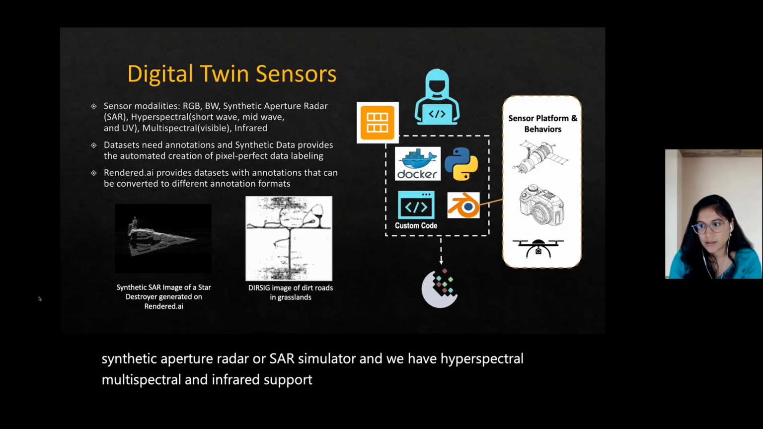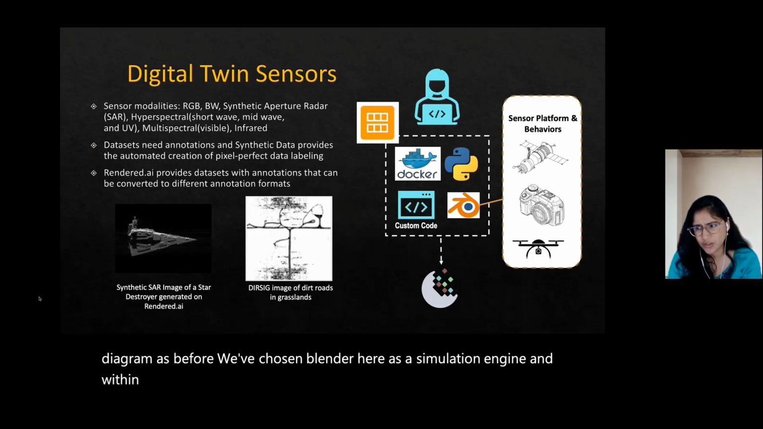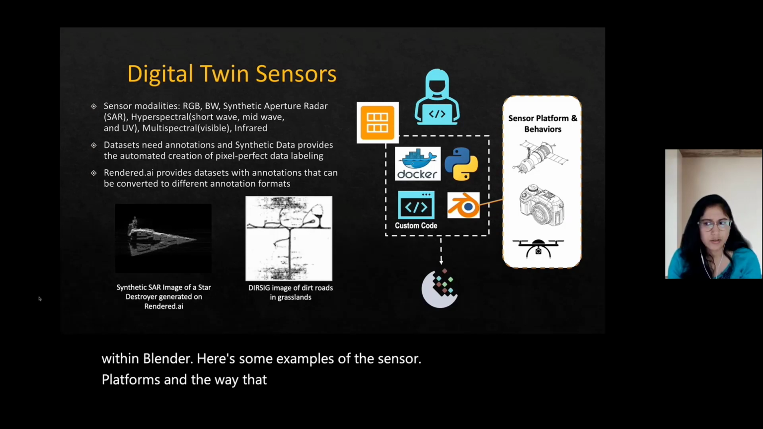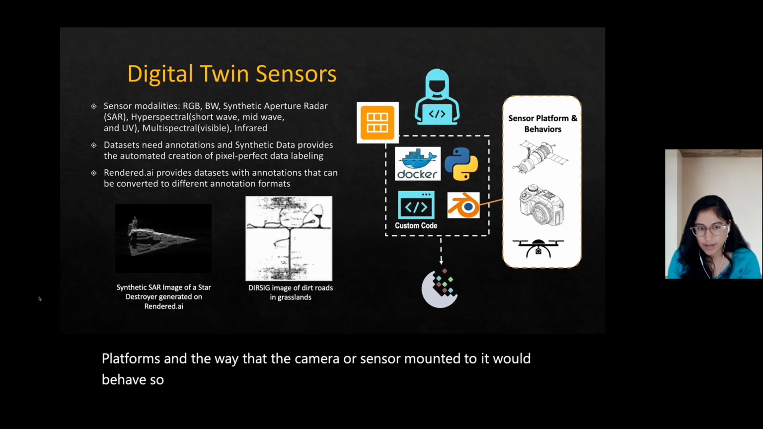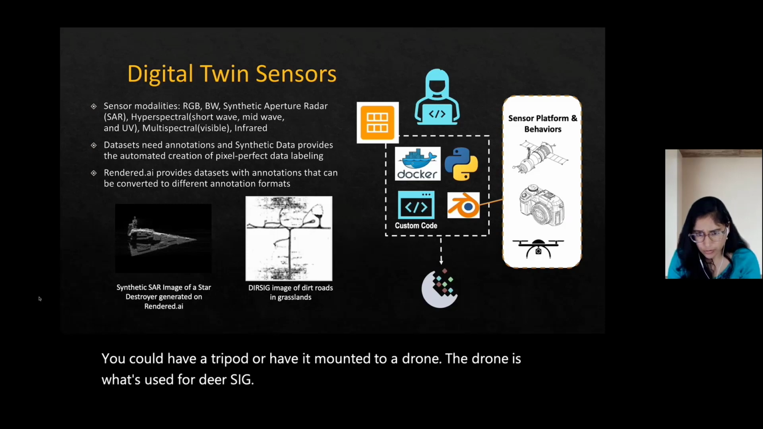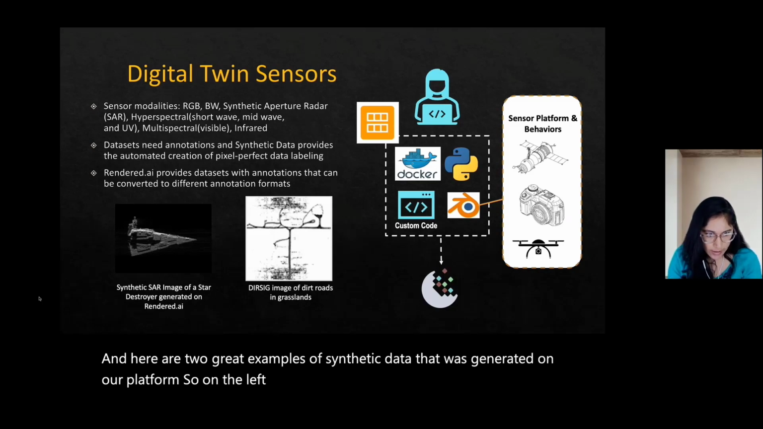So on the right here, it's a similar diagram as before. We've chosen Blender here as the simulation engine, and within Blender, here's some examples of the sensor platforms and the way that the camera or sensor mounted to it would behave. So for satellite imagery, that's what's used for SAR. For the camera, you could have a tripod or have it mounted to a drone. The drone is what's used for DeerSig. And here are two great examples of synthetic data that was generated on our platform. So on the left, we have generated a SAR image of a Star Destroyer from Star Wars.